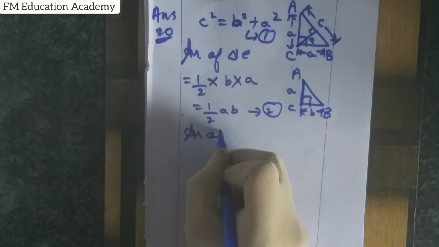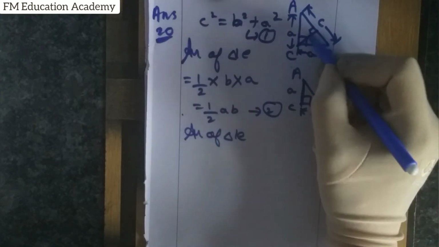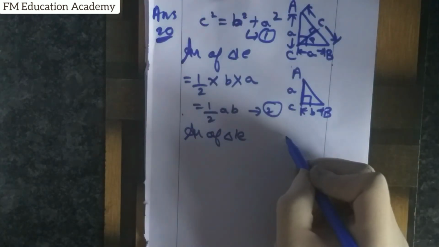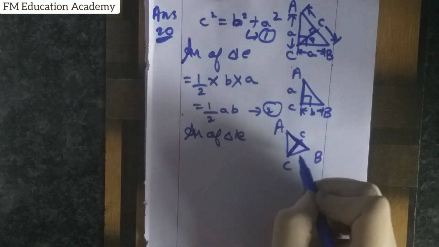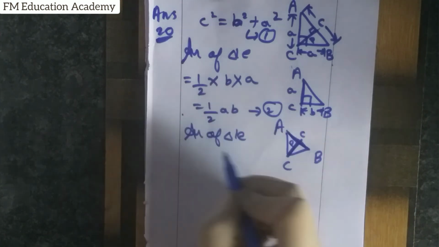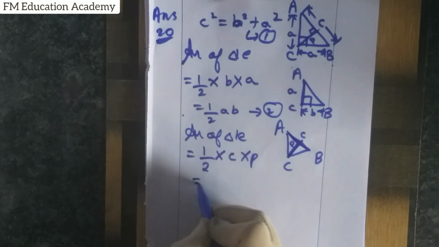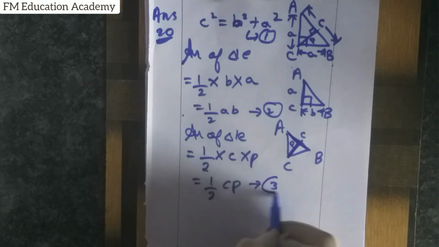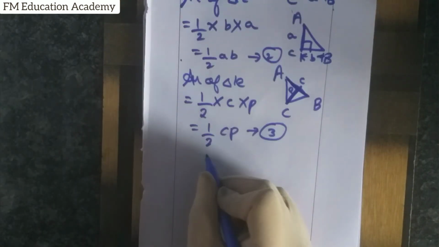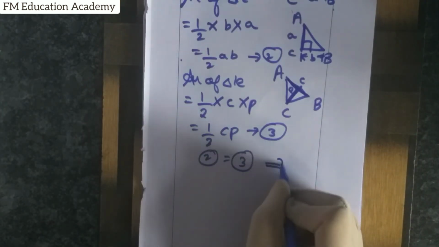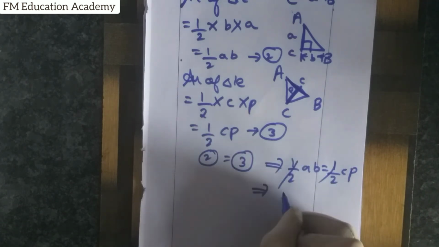Now I can also write the area of triangle ABC as, if you observe here, this can be my height and this can be my base. That is, this can be my base and this can be my height. So the base here I can take is c and the height I can take is p. Now again use the area of triangle formula, half into base. Base is c into height is p. So half cp. Let this be equation 3. Now since both are the area of triangle ABC only, compare equations 2 and 3. Both will be equal. So half ab is equal to half cp. So half will get cancelled. We got ab is equal to cp.